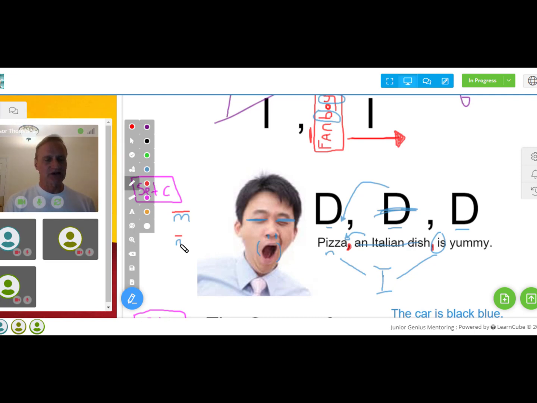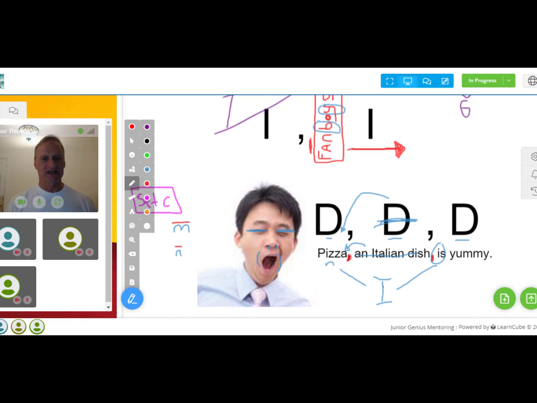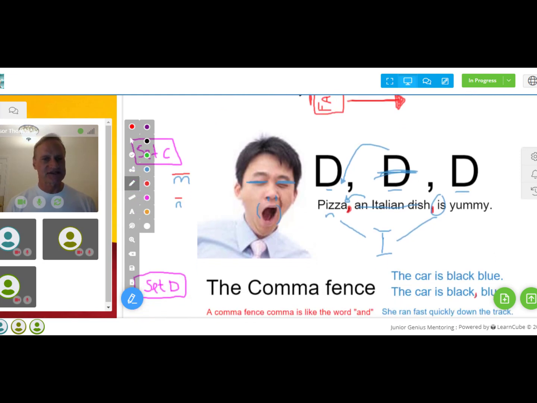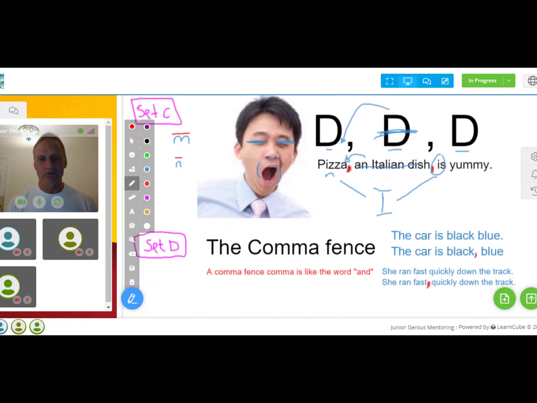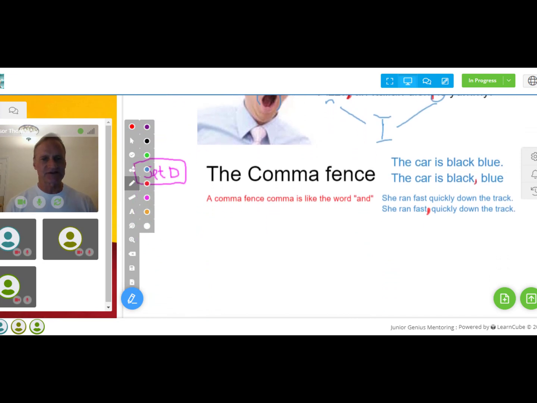N dash is going to be your hyphen, and M dash is what you're going to use, which is synonymous with a comma and parentheses. All right, that's your set C. All right, moving right along, kids. All right, we are into set D.